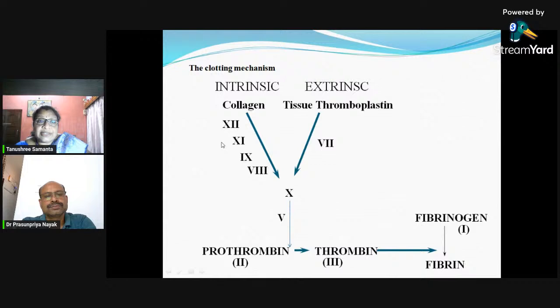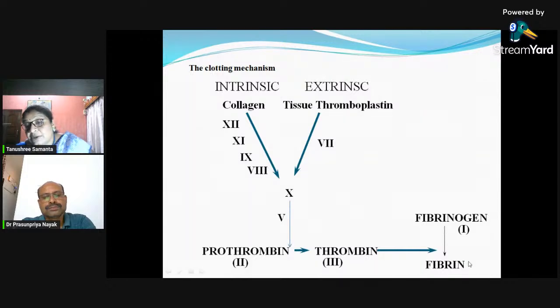These are all cascade. Cascade is what? A waterfall. That means the above one, as it gets activated, it activates the lower factor which is inactive. This again activates another factor which is inactive. This activates its lower factor which is inactive, and finally see, both the pathways come into factor 10, which with factor 5 is converting the prothrombin to thrombin. And this thrombin helps in the conversion of the fibrinogen to fibrin. This fibrin is your final clot, which together with the platelet plug forms the clot over here.